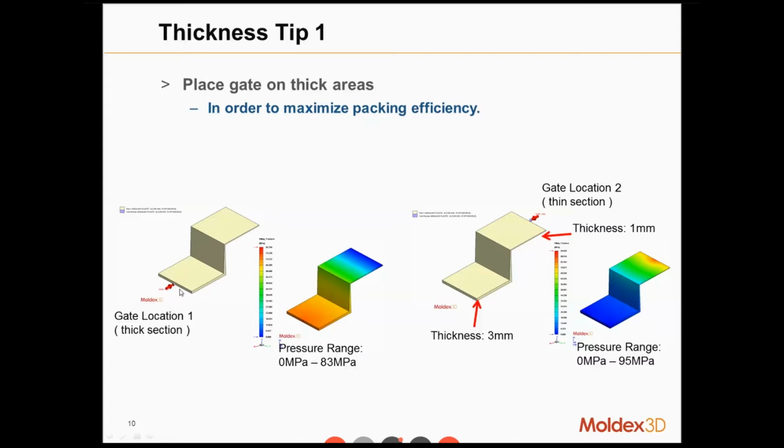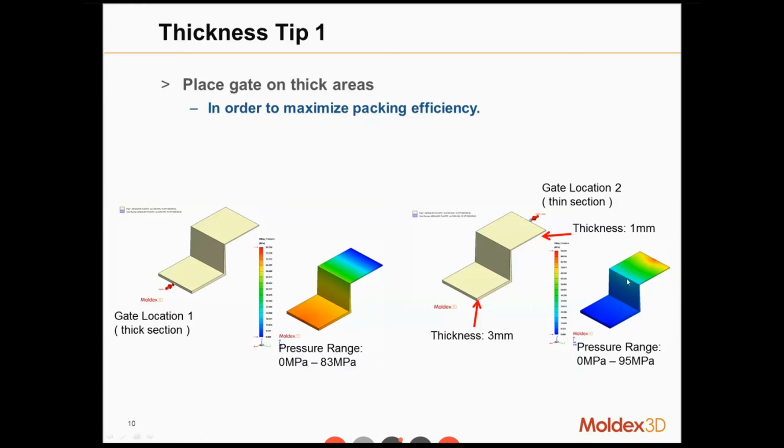The thicker area is around 3 millimeters, and the other one is only 1 millimeter. As a result, we can see that the pressure distribution is different. If we look deeper, we can find that in this situation, the packing effect is still very good in the middle of the cavity. So it means that we can get a better packing effect this way.